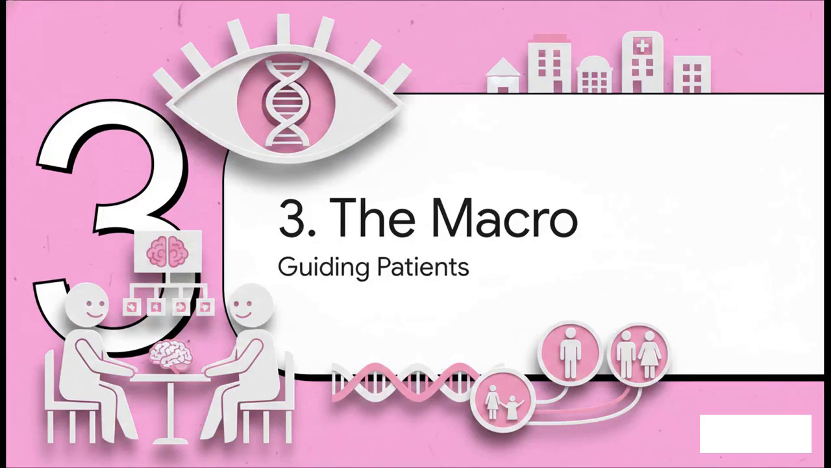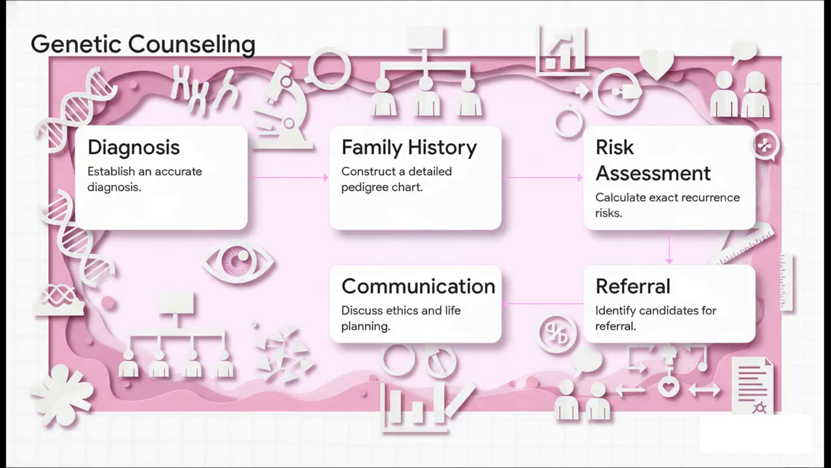And finally, Part 3, the macro: guiding patients through counseling and the clinical future. Look, genetic counseling is definitely not just handing a patient a pamphlet and sending them on their way. It is a highly structured, step-by-step process. Step 1 is establishing a rock-solid diagnosis, often confirmed by genetic testing, because without that, risk calculations are basically useless. Step 2 is building a detailed pedigree chart.